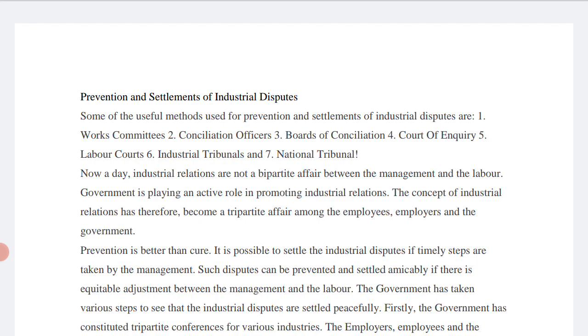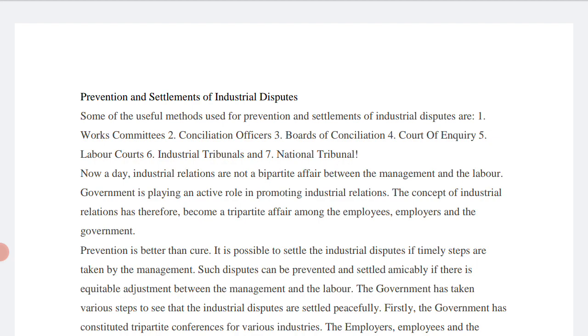Okay, industrial relations means what? Relations within the industry, relation between employer, employee and government. Okay, why is this relation important? Yes, this relation is important so that there will be harmony in the industry. There will be soundness in the industry, right?